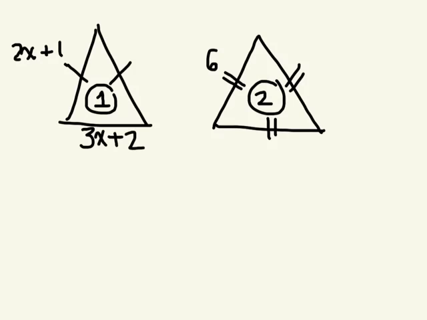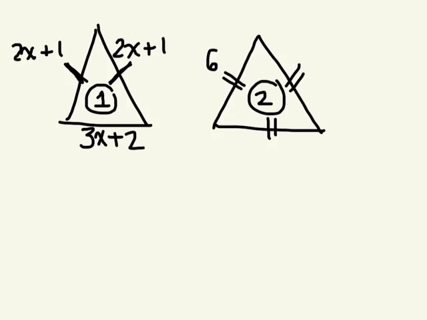If it would just be 1 side times 3. No, because for triangle 2, yes, but triangle 1 is not equilateral. So if you know that this side is 2x plus 1, what's this side? 2x plus 1. Good. So how would I find the perimeter of triangle 1? What would I do to find the perimeter?